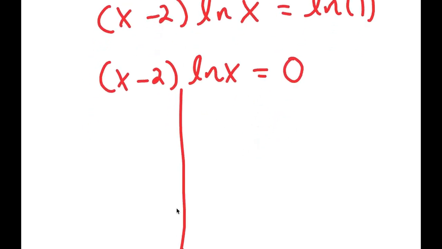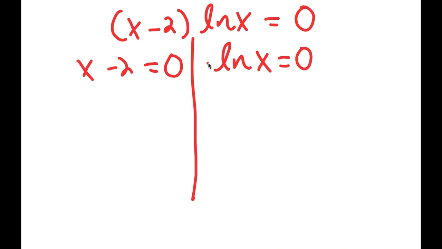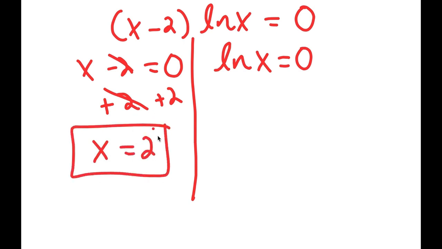And this gives me two equations. I have x minus 2 is equal to 0, and I have ln of x is equal to 0. So these are my two equations for this problem. Now, for x minus 2 equals 0, this is simple to solve. All I have to do is add 2 on both sides. So then these two cancel out, and I get x is equal to 2. So this is one solution of x.